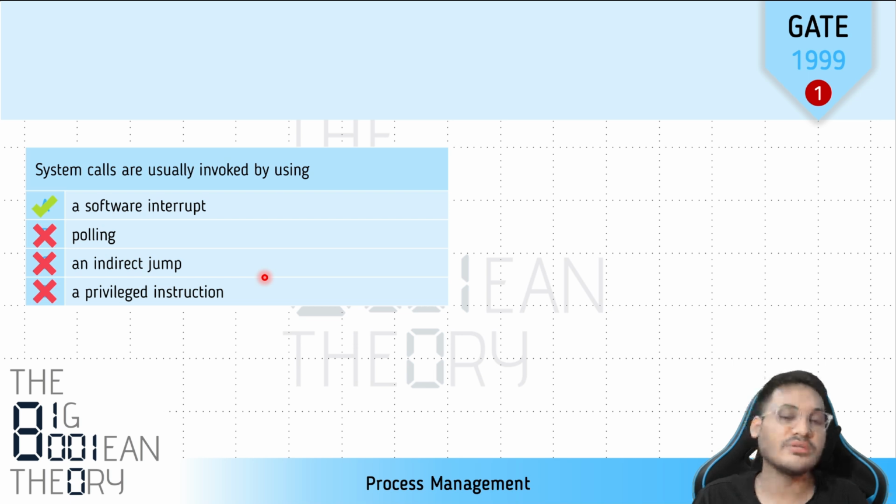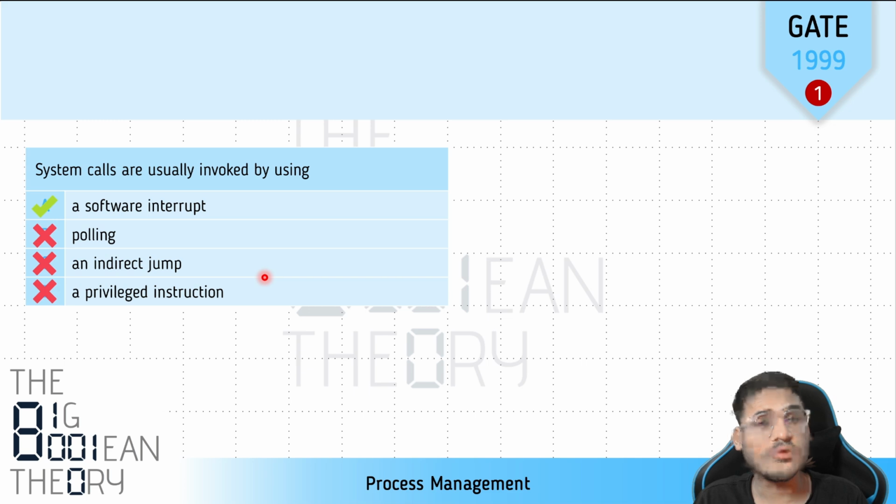An indirect jump is where the address is not known. The address is present in some location, right? For example, let's say the instruction is jump to whatever address is present in register R1. If the instruction is something like this, jump R1, basically here we are saying jump to whatever address is present in R1. This is an indirect jump because we do not know before executing this instruction what is the value of R1, right? So this is an indirect jump.